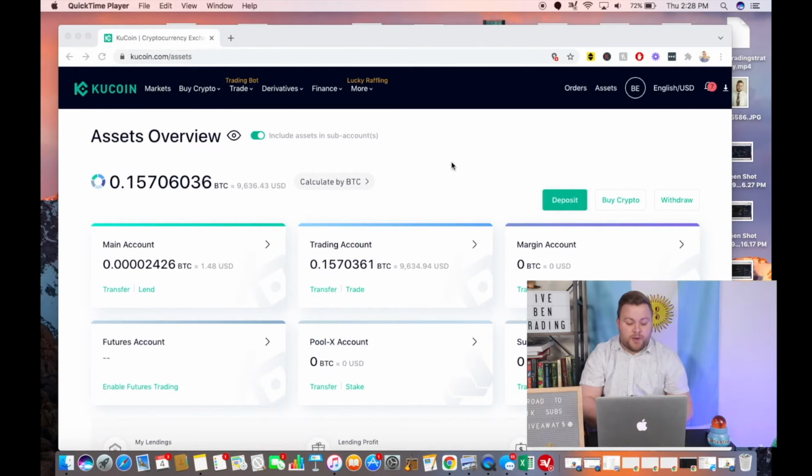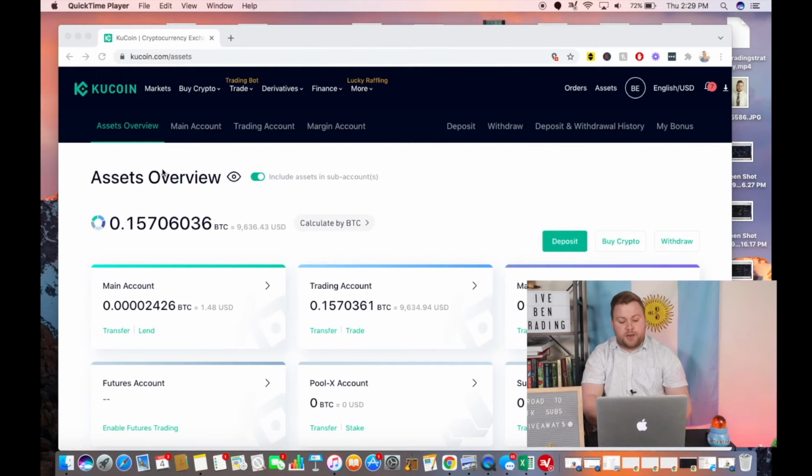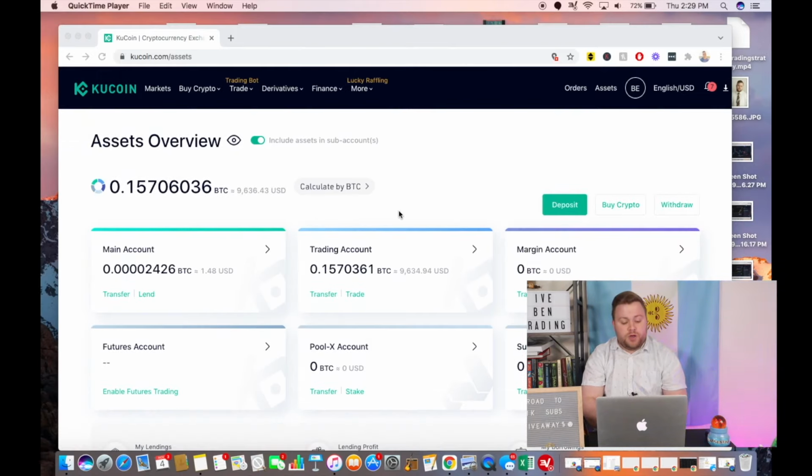So here we are on my account. We're on the assets tab, which is right over here. The first thing we're going to go over is the main account and the trading account. A lot of you probably haven't seen this before on an exchange, because most exchanges just have one account where they hold your crypto. But on a couple of exchanges like Kucoin, you have a main account and a trading account. So when you want to withdraw or deposit, you'll send it to this main account.